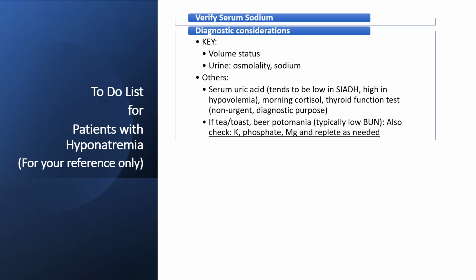Morning cortisol and thyroid function may be checked to rule out hypocortisolism and hypothyroidism respectively in patients with evidence of increased ADH state. Patients who do not eat well tend to have very low blood urea nitrogen or BUN. We can look at BUN as a clue to poor solute intake. Finally, it has been suggested that hyponatremic patients who have concurrent hypokalemia, hypophosphatemia, and/or hypomagnesemia may have an increased risk of ODS. Because of this, these electrolytes should also be monitored.